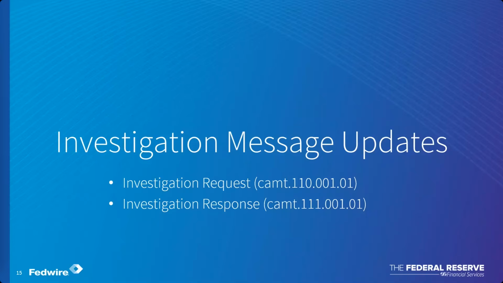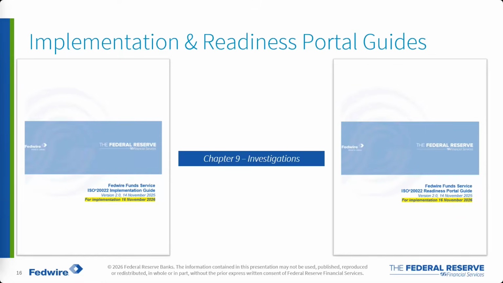Many of those changes are new features and many of those are implemented on an optional basis, so it will depend a little bit on the use cases of your investigations. First of all, before diving into the investigation request changes, we are not going to cover the CAMT 110 and the CAMT 111 in full detail today. For a complete overview of the messages, please refer to our implementation guides, the implementation guide and the readiness portal guide that we referenced earlier today, where you can find full descriptions under Chapter 9, Investigations.